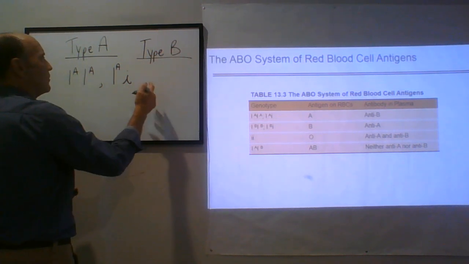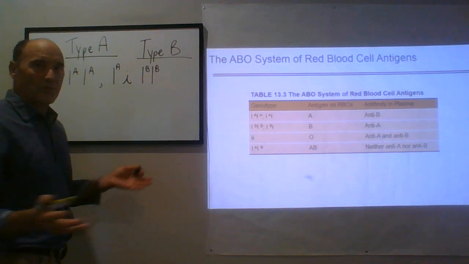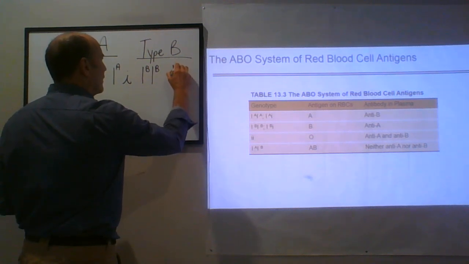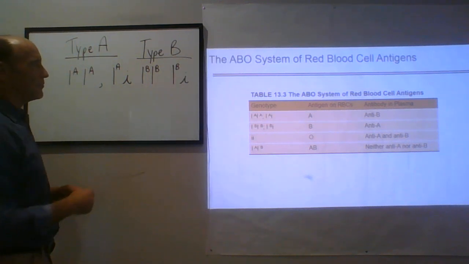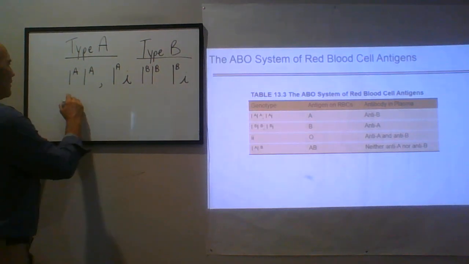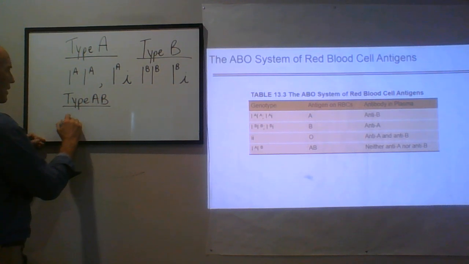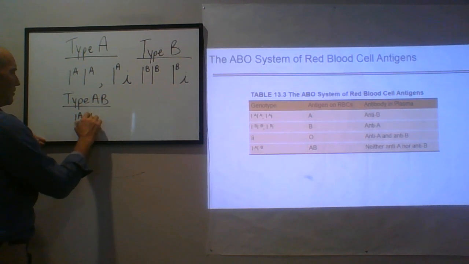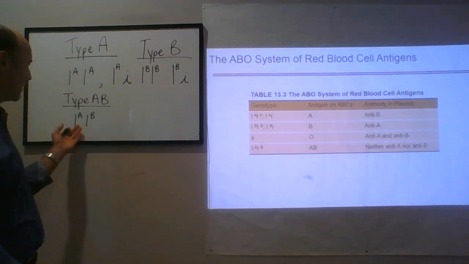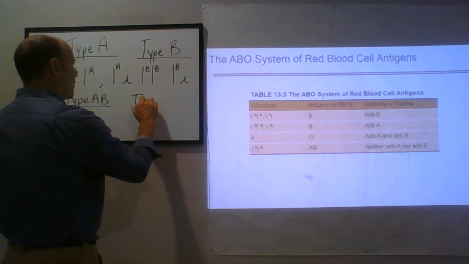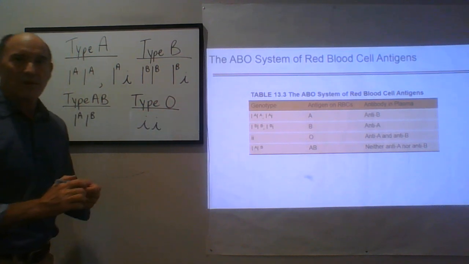Type B blood, then, those folks, what could they be? They inherited both B genes, or they inherited the B gene and the recessive O gene, type B blood. That's their potential genotypes. Type AB, they have to inherit the B gene from one of their parents and the A gene from the other parent, like that, AB. And then type O, I mentioned earlier that they must inherit the two O genes to be type O.